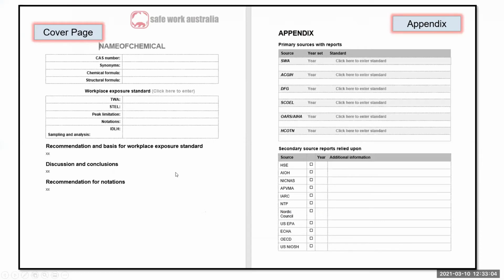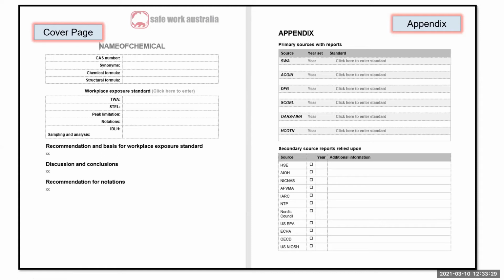The cover page. So this is the cover page. This is where the chemical specific information is recorded. I'm pretty sure some of you are reasonably familiar with some of these now, where the recommendations are made, where the summary of the information and data was presented. Then there were 3 appendices.